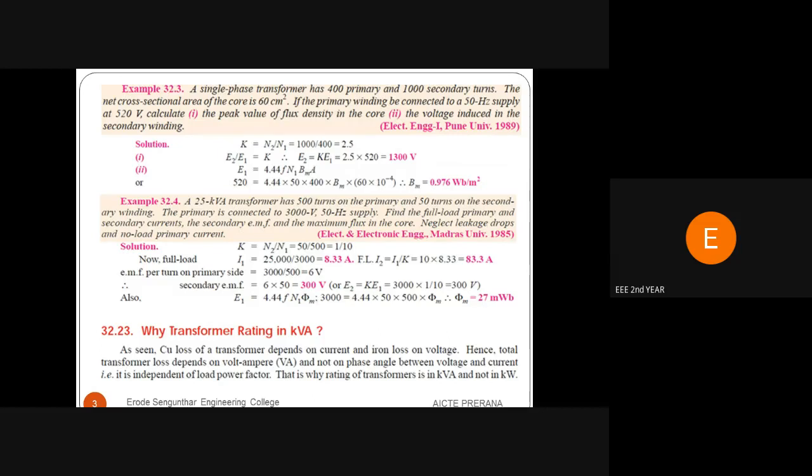Based on the other transformation ratio, I1 by I2 equal to K, so I2 equal to I1 divided by K. Based on this formula, we determine the secondary current. Already the data is available: I1 and the transformation ratio K. So we determine the secondary current I2. That is 8.33 divided by 1 by 10, that is 10 into 8.33. So the secondary current value is equal to 83.3 ampere.